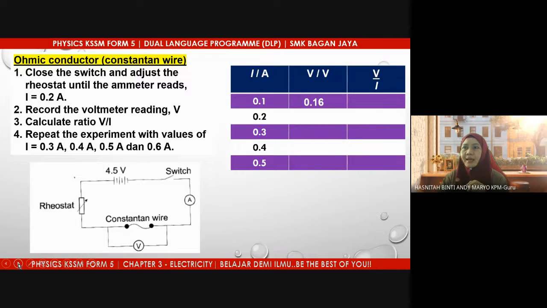Okay, so this is the example of reading you may see on the voltmeter. And this is how to find the ratio. Ratio means V divided by I. 0.16 divided by the current 0.1 gives you 1.6. 0.62 divided by the current 0.5 will give you 1.24. So from this reading, you can see when the current increases, the voltmeter reading also increases. So we get the idea that potential difference increases when current increases.